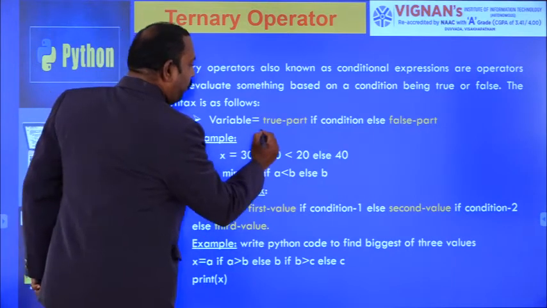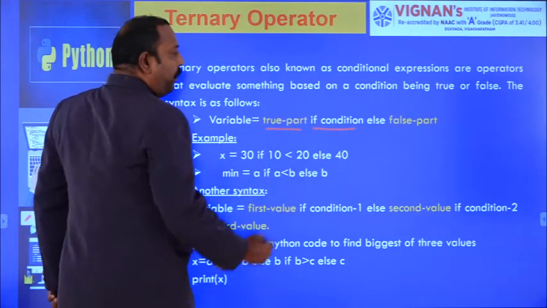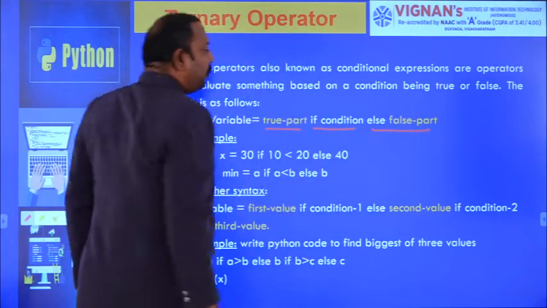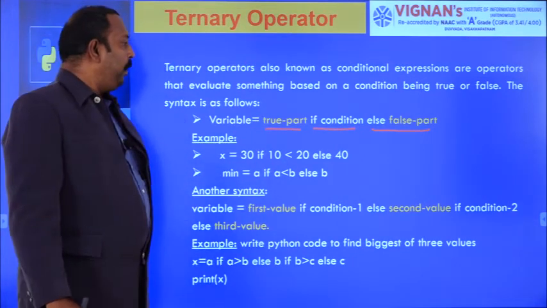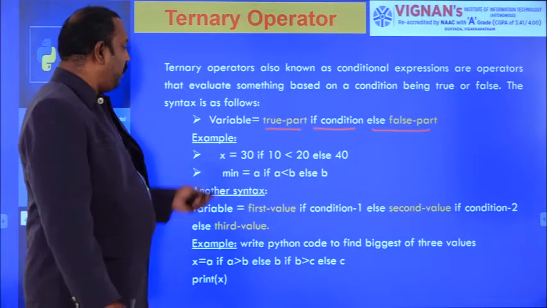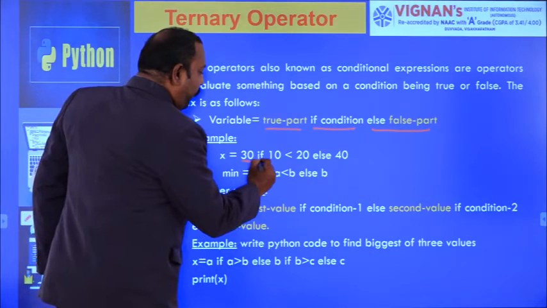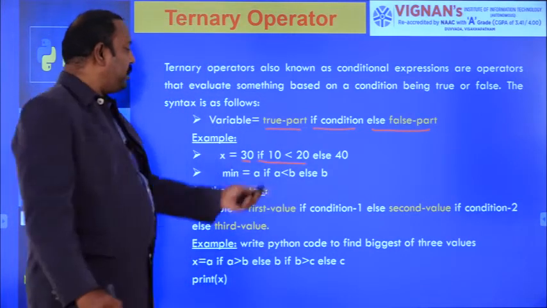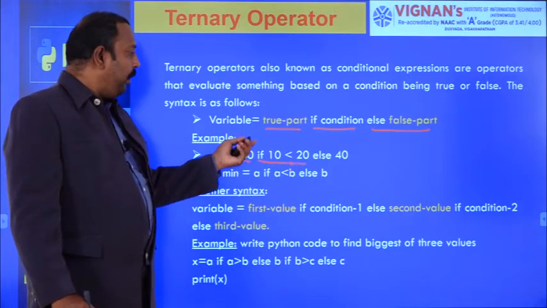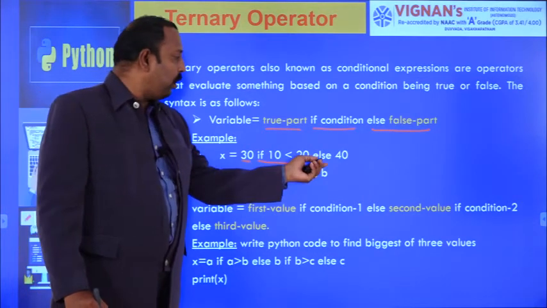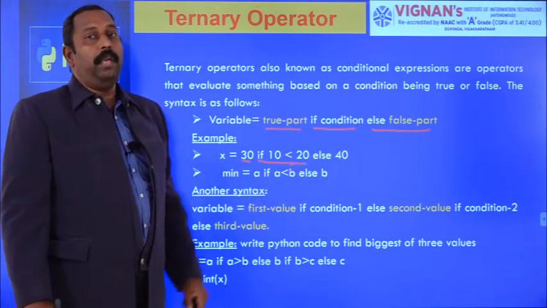So first we have to write the true part, then we have to check the if condition, then we have to write the else part. So this is the ternary operator syntax available in Python. That means here you see, when coming to the example, x equal to 30 if 10 less than 20. If the condition is true, it's going to evaluate the true part. If the condition is false, it's going to the else part. In the else part, whatever statements you have written, those statements will be executed.